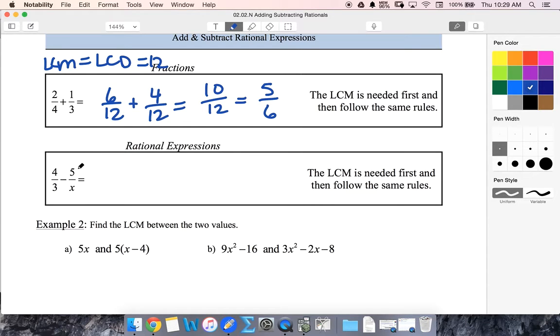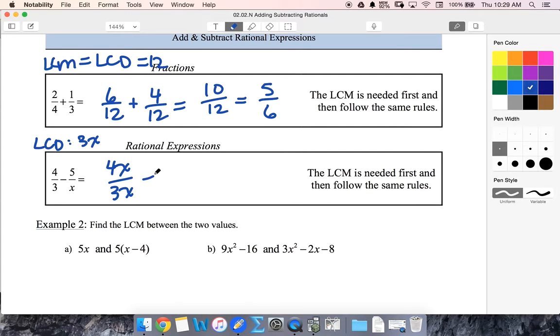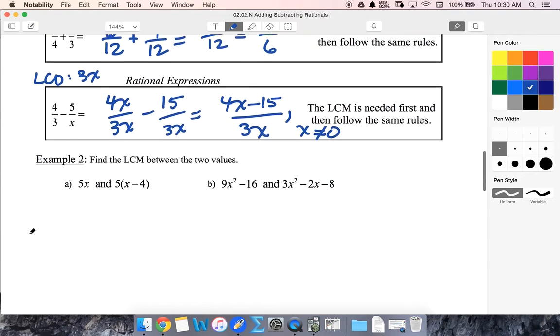My rational expressions here. Here my LCD is going to be 3x. So I'd have to multiply this top and bottom by x. 4x over 3x minus 15 over 3x. Now I have my common denominator, 4x minus 15 over 3x. This does not factor, so I can't simplify, but I do need to say, however, that x cannot be 0. And I should have thought about that right from the start. So let's keep going on this.